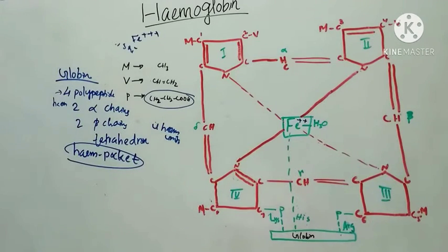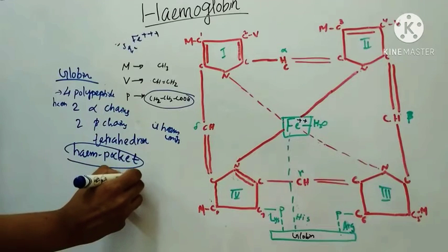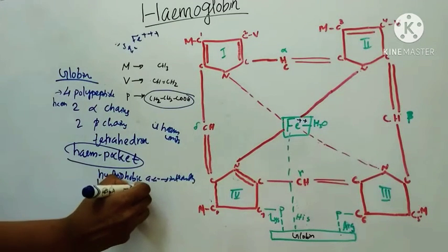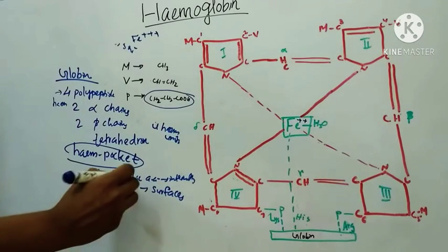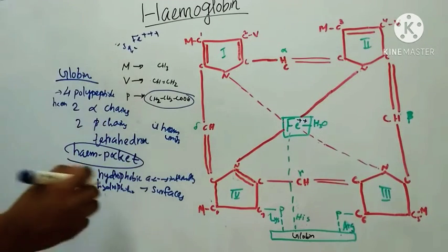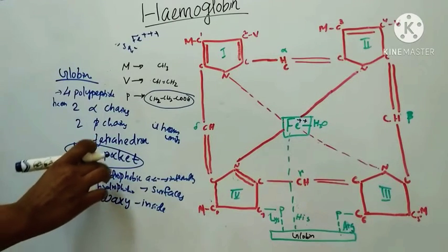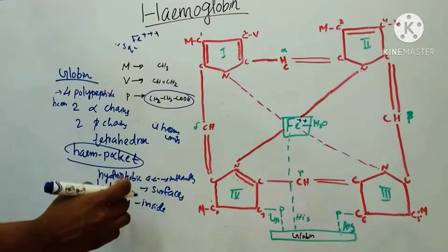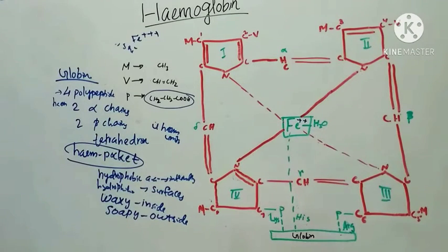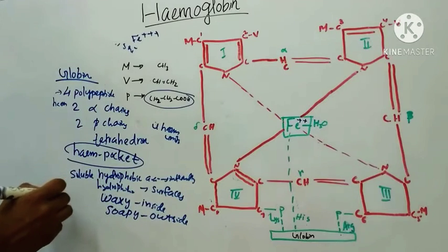Hemoglobin molecule and its subunits contain mostly hydrophobic amino acids internally and hydrophilic amino acids on their surfaces. So, the hemoglobin molecule is waxy inside, because internally there are hydrophobic amino acids, and soapy outside. So, this makes it soluble in water, and impermeable to water.